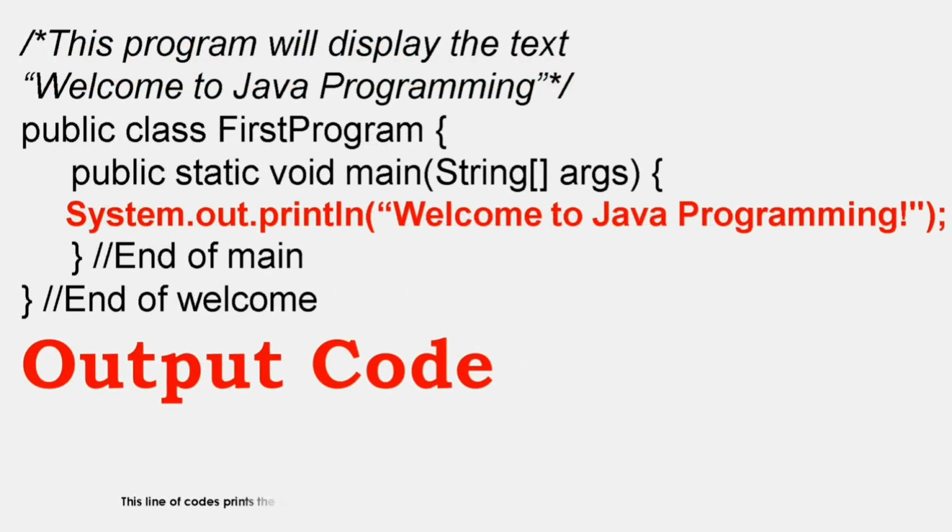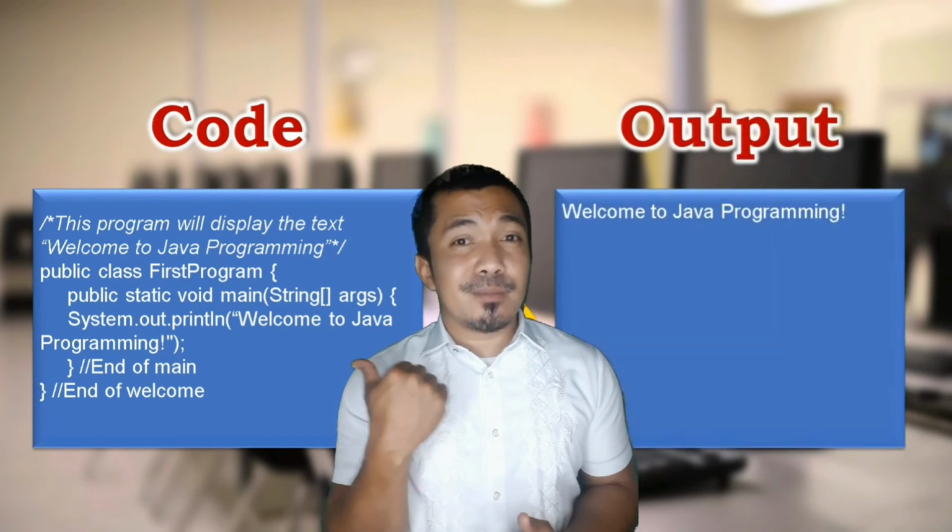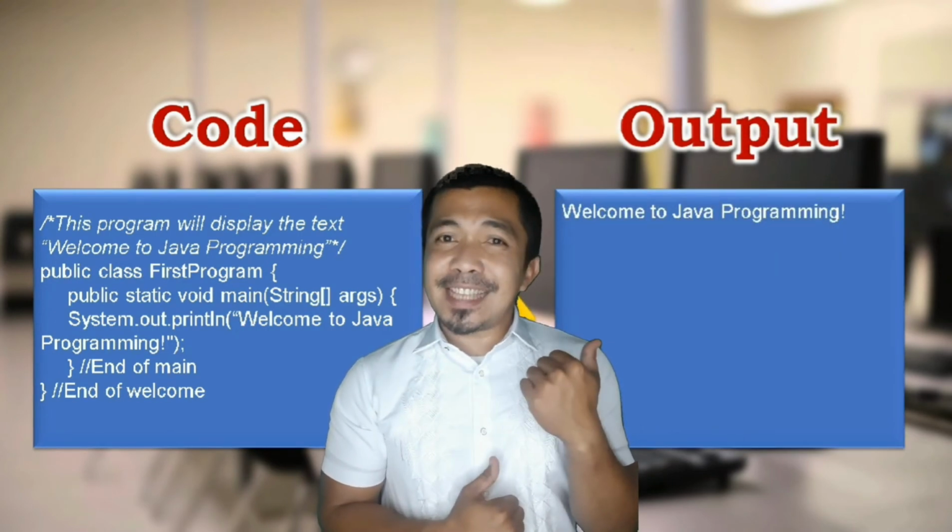The output code. This line of codes prints the contents inside the double quotes into the console, and inserts a new line after the text. This code will give you this output.